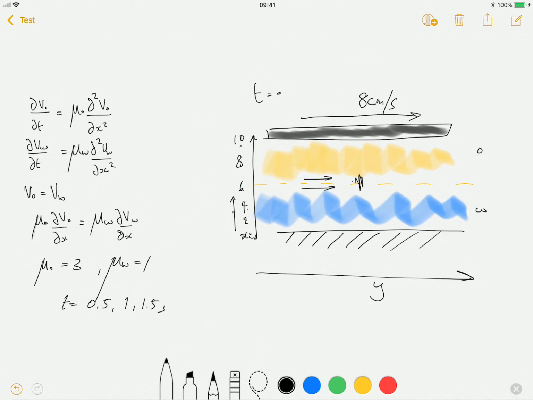Alright, so before we use Excel to solve this problem, I'd like you to think about what is the value of lambda that you're going to use, or say delta t, your time step, and think about your boundary conditions. What are the boundary conditions that are important for this problem?